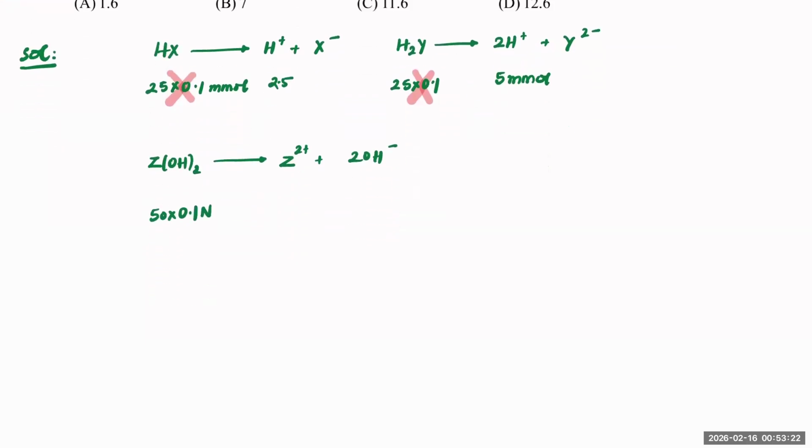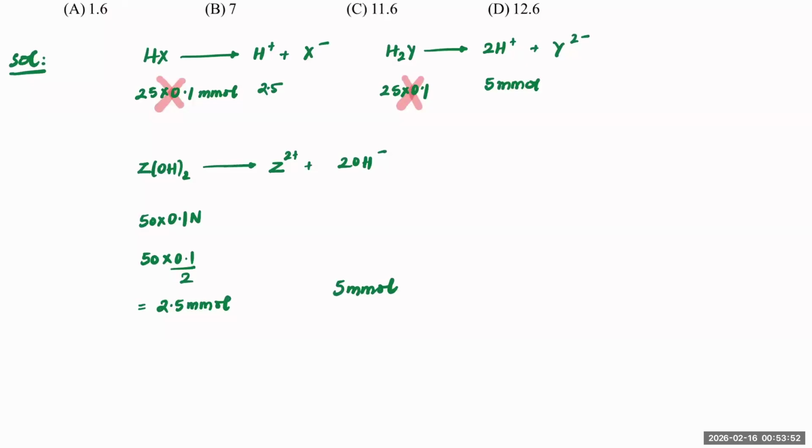If you write the same thing in molarity, normality will convert into molarity by dividing by 2. So therefore it will be 50 into 0.1 by 2. That will be the number of millimoles, which means this is also 2.5 millimoles, correct? So 1 mole is giving 2 moles of OH minus. So that means I'll get 5 millimoles of OH minus.